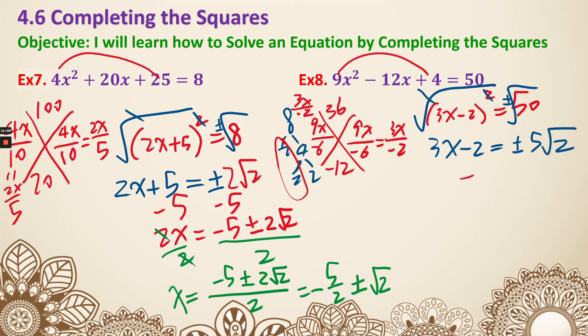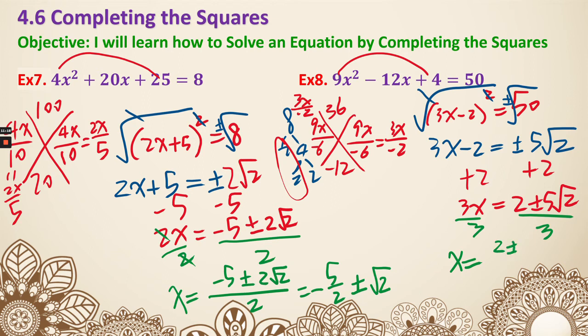We're going to add 2 on both sides. So 3x equals 2 plus minus 5 square root of 2. And then we are going to divide both sides by 3. So our final answer, x equals 2 plus minus 5 square root of 2 over 3. Again, don't forget the plus minus.